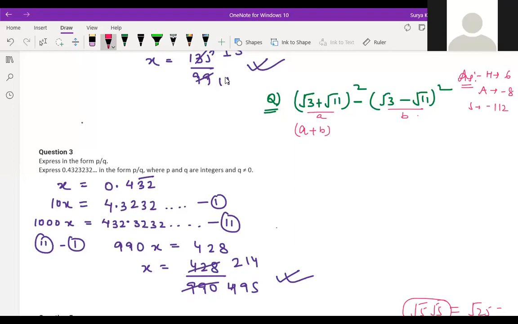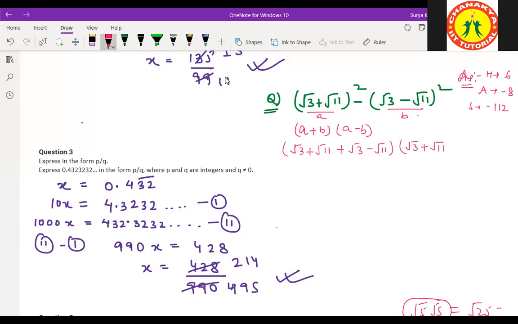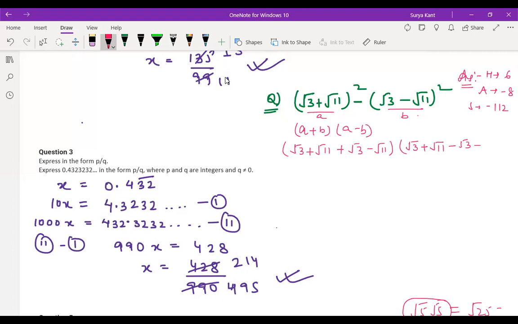So see, a square minus b square is (a plus b) into (a minus b). Go step by step. Now see, a is root 3 plus root 11, plus root 3 minus root 11. Okay. This is clear to you, children? A plus b is clear, children, or not? Yes, sir. It's clear.